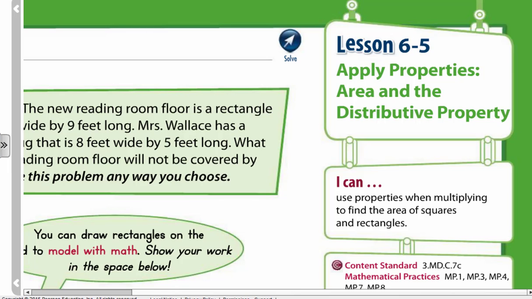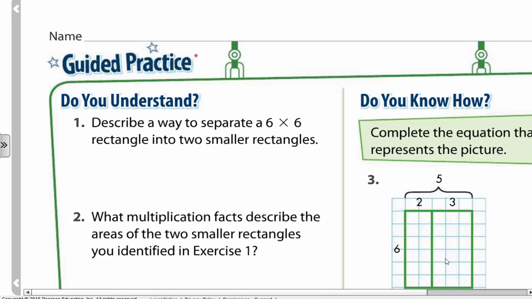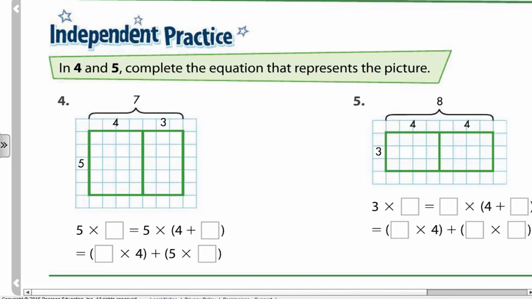Today's lesson is apply properties, area, and the distributive property. Today we will link the area to the distributive property of multiplication. And what we will do today, we will solve questions like question 4 and 5 here.